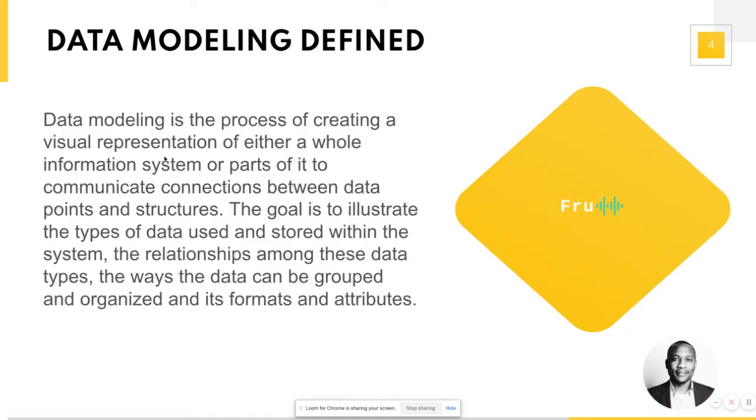Now, if we take a quick definition here of what data modeling is, just to lay down that foundation, if you Google online, you'll come across the definitions, but this is the one that really stood out to me. Data modeling is the process of creating visual representation, and visual here is really important, of either the whole information system or part of it to communicate connections between data points and structures. So a couple of things are really important here. The visual representation part of things.